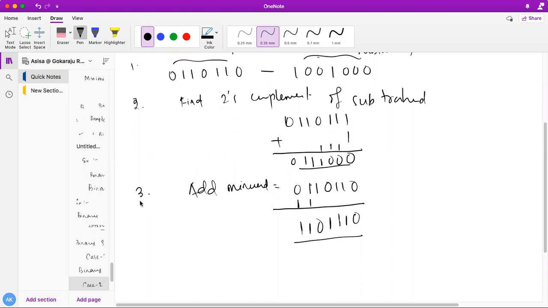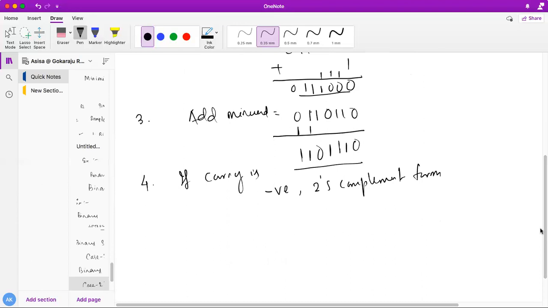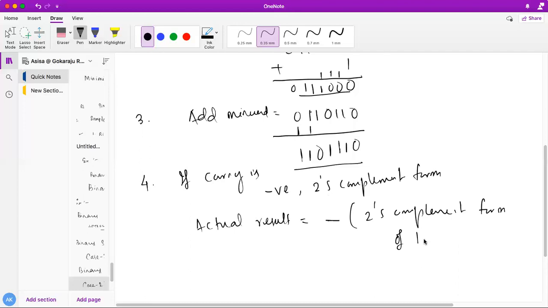So here you see, fourth step, if carry is not generated, obviously the carry is not generated, so answer is negative. The actual result is negative and is in the form of 2s complement form. Okay, all of you understand, this is in the 2s complement form. So if you want to get the actual result, you have to just put a negative sign and perform the 2s complement of the obtained result here. 2s complement of 1, 1, 0, 1, 1, 1, 0 and put a negative sign. So this will give you the actual result.